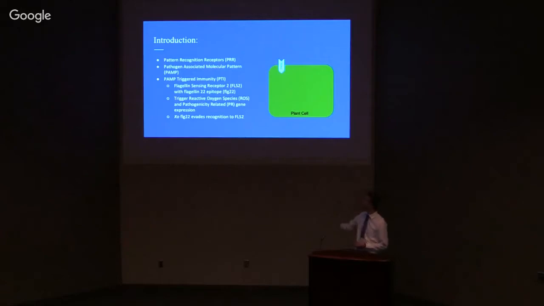Well, first, it has a pattern recognition receptor, or PRR, that's located in the cell membrane. It recognizes a pathogen-associated molecular pattern, or PAMP, that's within the bacteria on the flagellum, which is the tail of bacteria. With this recognition, it triggers PAMP-triggered immunity, or the first line of defense, and that creates an immune response. A well-known example of this is the flagellin-sensing receptor 2, FLS2, located in rice, that recognizes the flg22 epitope in the Xanthomonas oryzae.